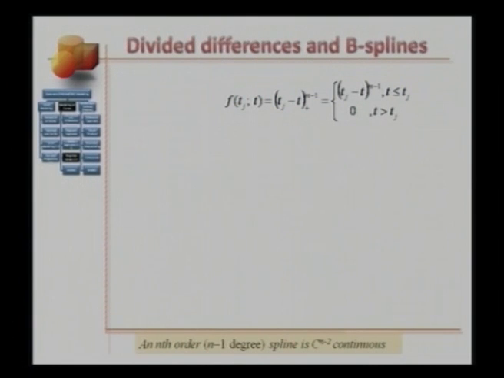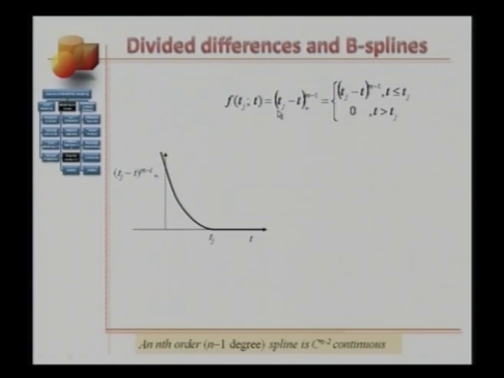So previously we studied a truncated power function, f of tj colon t, which is equal to tj minus t truncated raised to m minus 1. This function is a pure polynomial, tj minus t raised to m minus 1, for values of t smaller than tj. That is, for this value here, positive. And this function gets truncated, implying that the value of this function is 0 for values of t greater than tj.